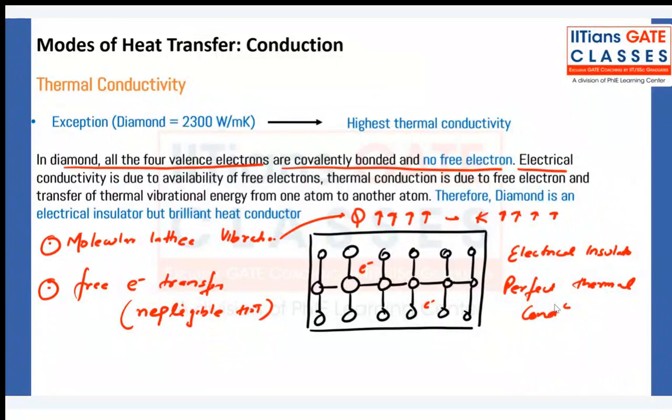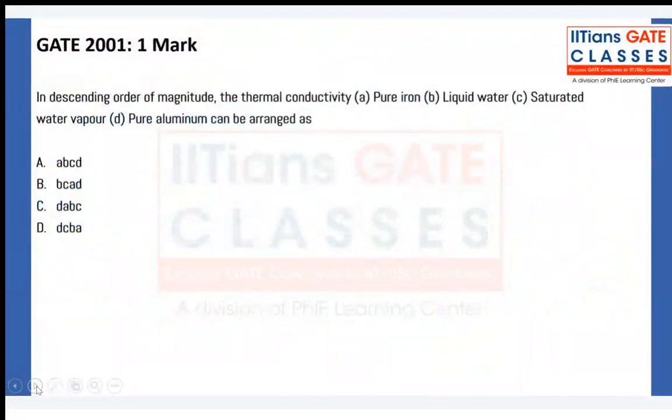Okay, let's move ahead. So look at this question. This is a GATE 2001, 1 mark question. In decreasing order, we have to find the thermal conductivity. First is pure iron, then liquid water, then saturated water vapor, and pure aluminium. So how can we arrange this? Can you tell me what is the right answer?